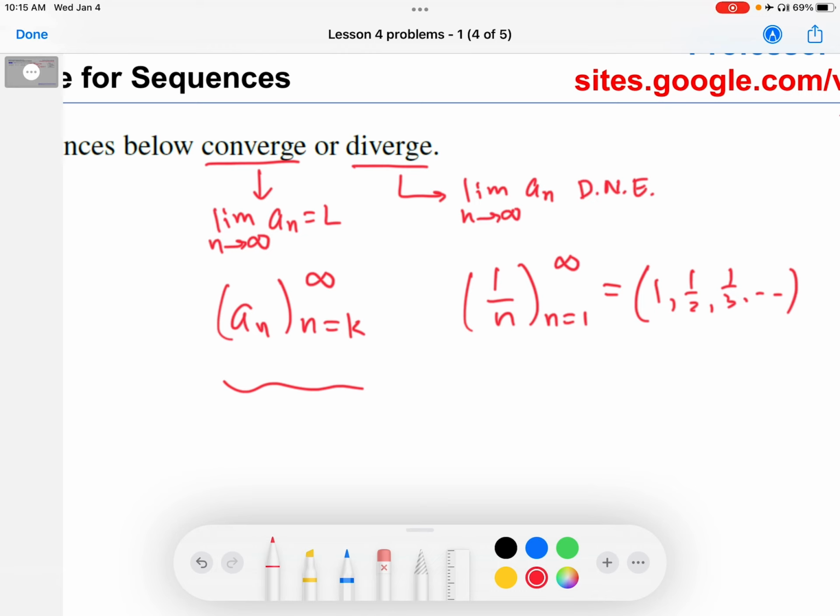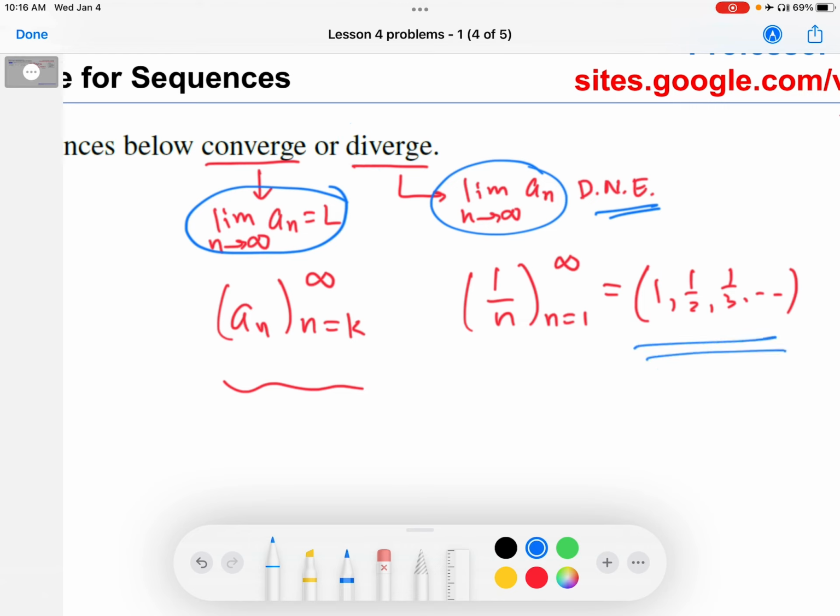What does it mean for a sequence to converge? Well, if I take the limit as n goes to infinity of a sub n and I get a number, L, then we say the sequence converges to L. If, however, I take the same limit and I don't get a number, in other words, it doesn't exist, it tends to infinity, just oscillates, never settles down, then the sequence diverges.